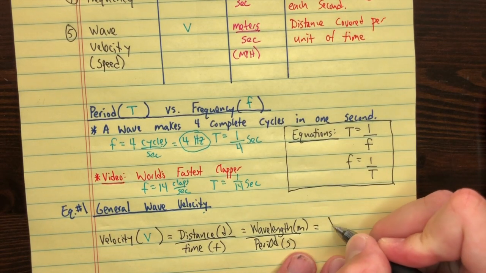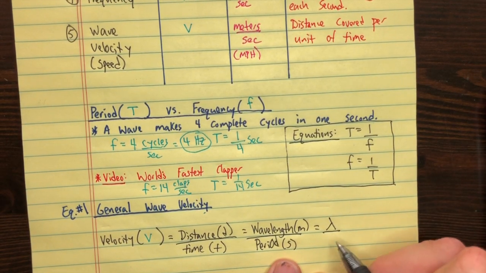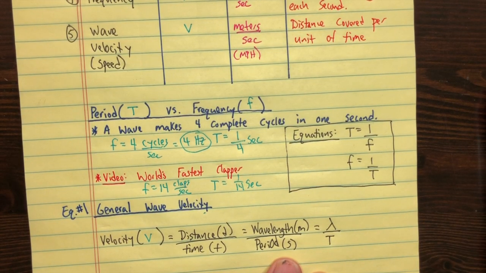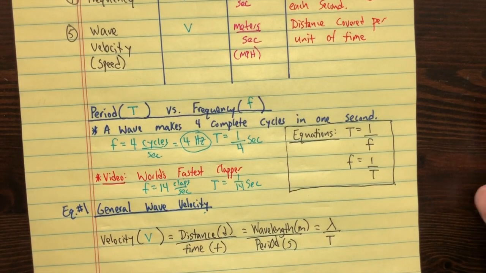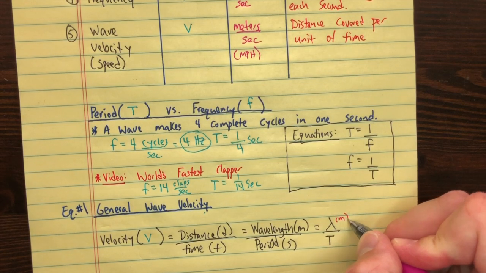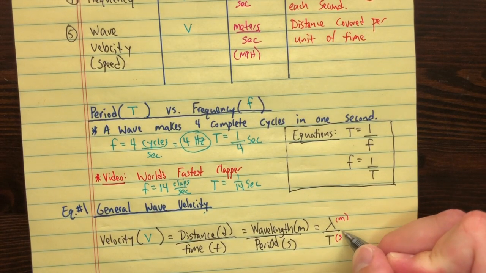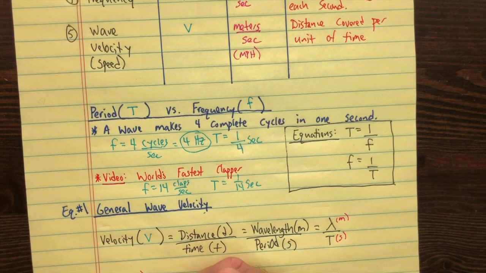So wavelength would be the letter lambda over period. So let's write that one down. That's our equation number one here. It says if you want the velocity of a wave in physics, and this is for all waves, sound waves, water waves, light waves, you just take the wavelength divided by the period. And the reason that works out is because the units for wavelength are meters, and the units for period are seconds. So you get meters per second, which is the unit for velocity, like we said in our table.